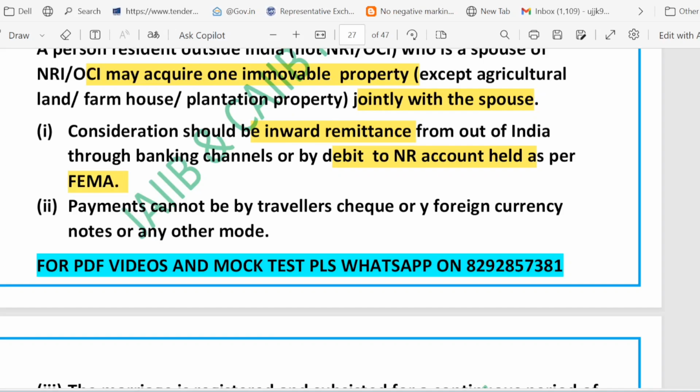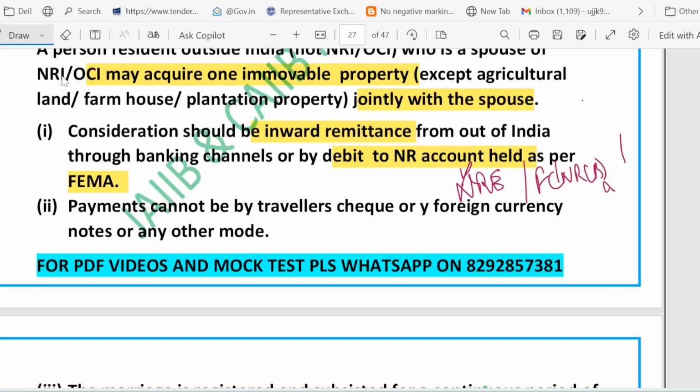When I say non-resident account in India, it can be the NRE account, the FCNR(B) account, or the NRO account. All of these are non-resident accounts in India. So payment for purchase must be made by either inward remittance or by debit to the buyer's non-resident account in India, and not by traveler's check. Remember, this is a very important condition. Payment cannot be made by traveler's check, foreign currency note or any other check.